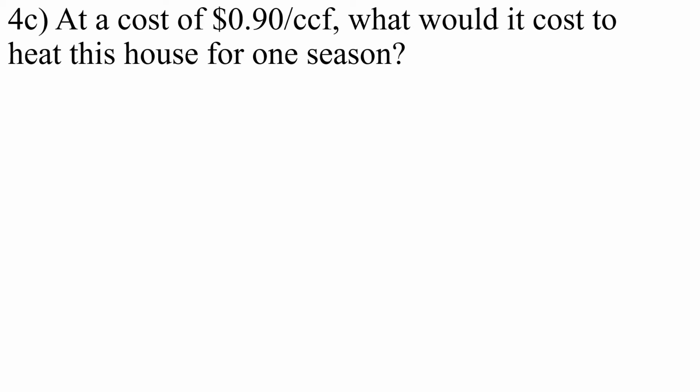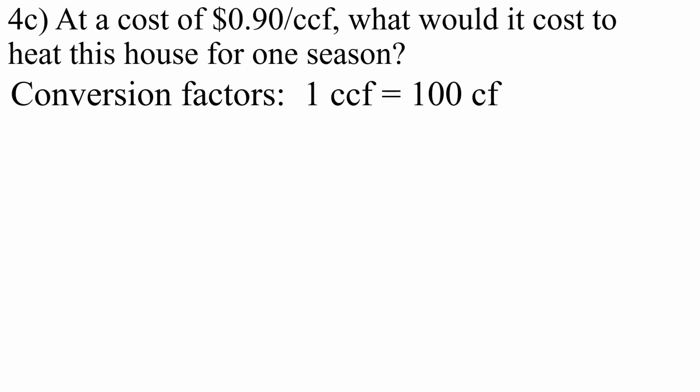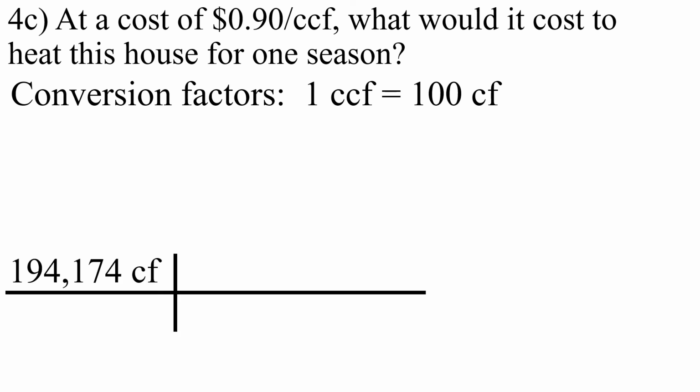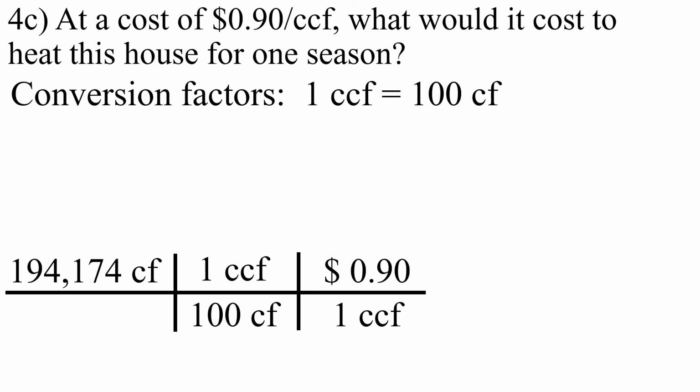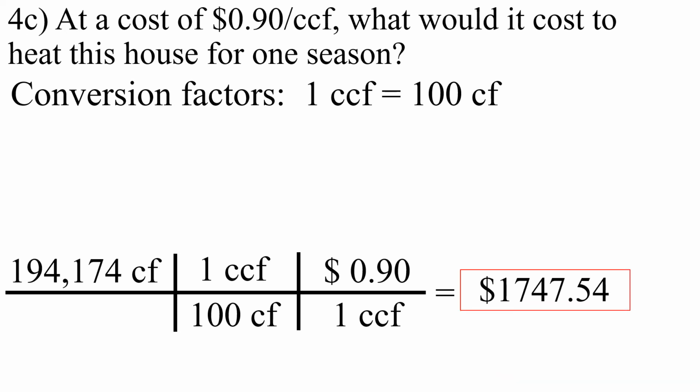4C. At a cost of 90 cents per CCF, what would it cost to heat this house for 1 season? So I need the conversion factor of 1 CCF is equal to 100 CF. So I take the value that I had before, and I'm going to convert it into CCF. Then I'm going to have CCF on the bottom and 90 cents on top. And I'm going to multiply and divide, and I get the answer of $1,747.54.